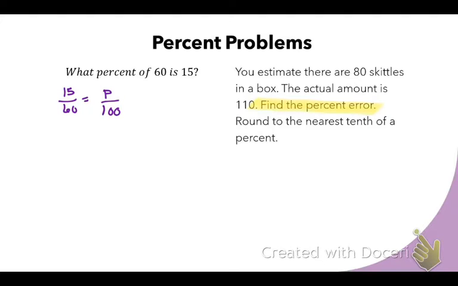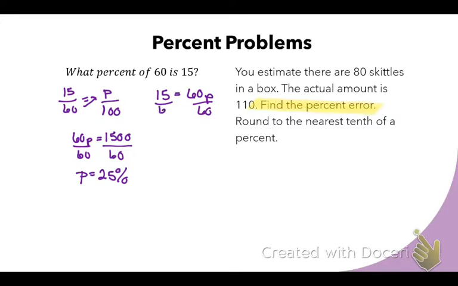Now if you use the equation, you said 15 equals 60P. Either way, you're going to get the right answer. On the cross products, I get 60P equals 1,500, and I divide both sides by 60. P equals 25%. I don't have to convert anything at the end. On the equation, if I divide both sides by 60, P equaled 0.25, and then I change that to a percent. I still get the same exact answer.